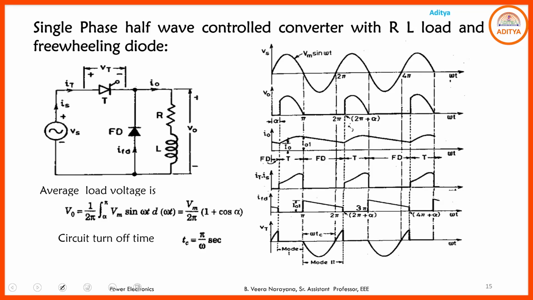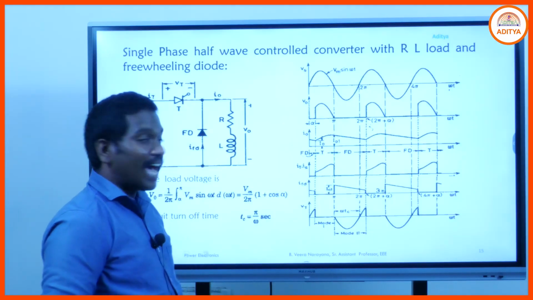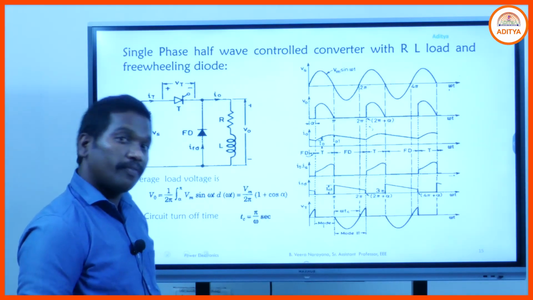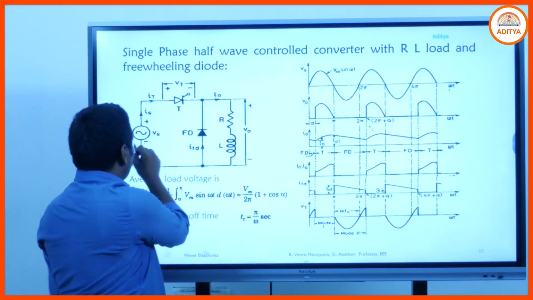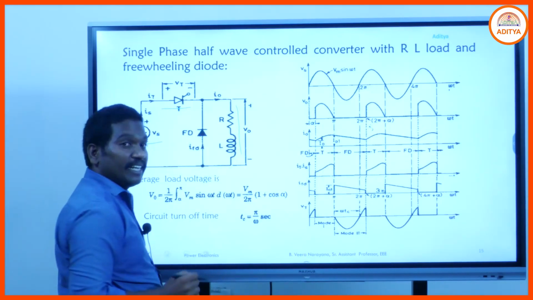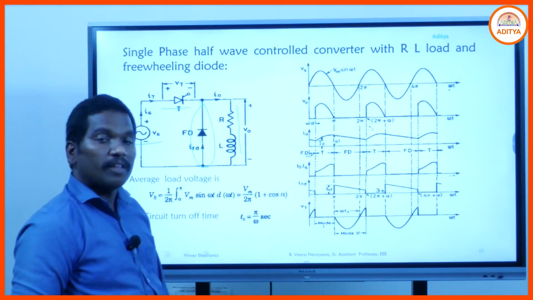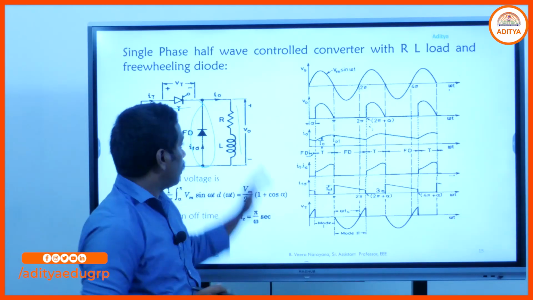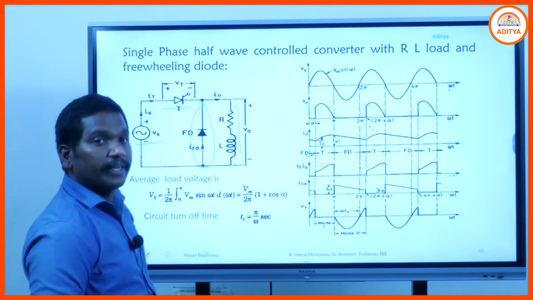And next topic, single phase half wave controlled converter with RL load and freewheeling diode. Here again we have the same single phase AC source, SCR, RL load, but in addition to this we keep the freewheeling diode. The freewheeling diode is always connected in parallel to the load. So here we have the RL load, and across this RL load we keep this freewheeling diode.